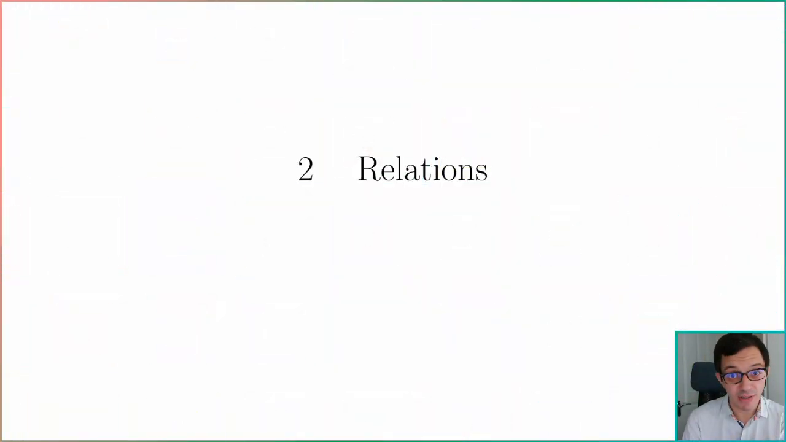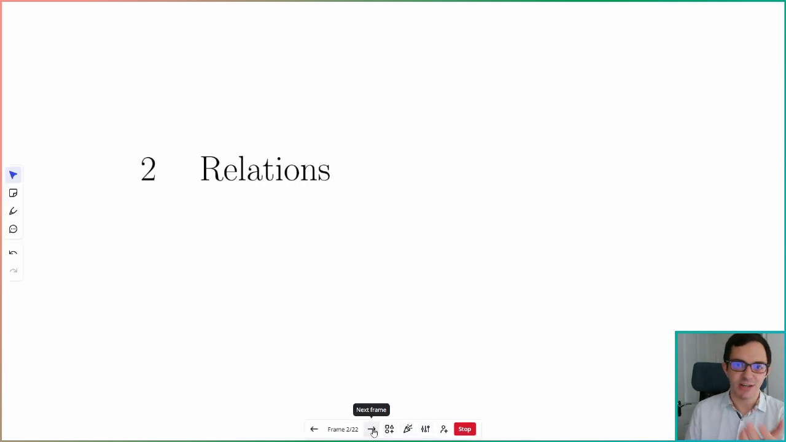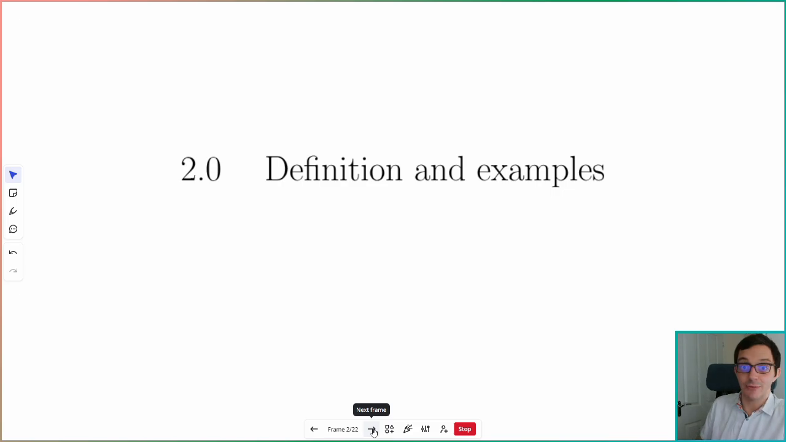Section 2 is about relations. We're going to be particularly interested in something called an equivalence relation, which measures in some sense that elements of a set are the same as each other. But before we get there, I need to tell you what a relation is. So we're starting with 2.0, definition of a relation, and some examples.